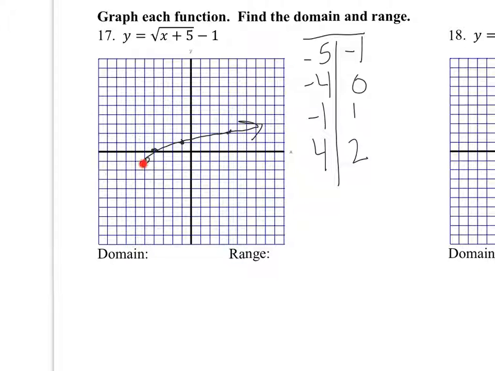My domain, this is where the graph starts and it's moving on to the right forever. So this value for my x would be negative 5. It's moving on to the right forever. That means it's greater than. My range, here's where it starts and then it's moving up forever. So my value for my y value would be negative 1. And that's also moving up, so it's greater than.